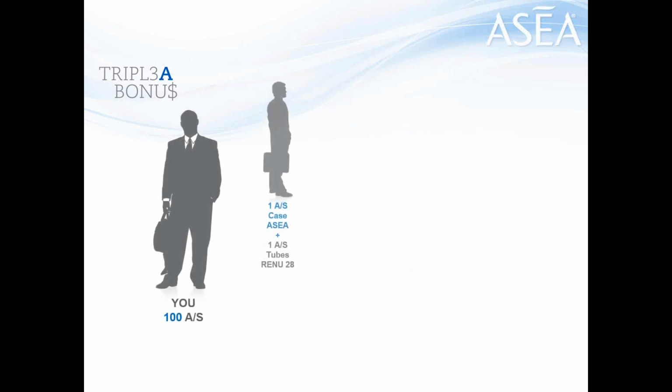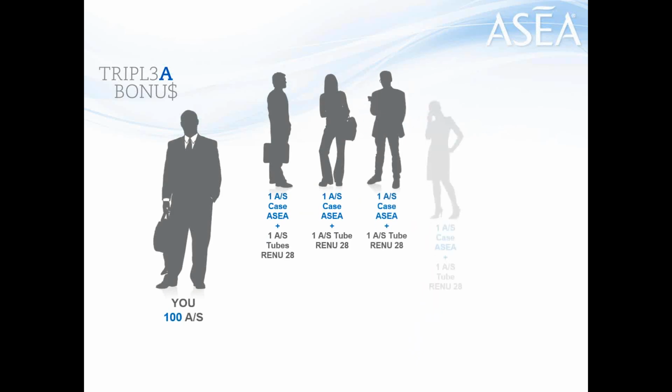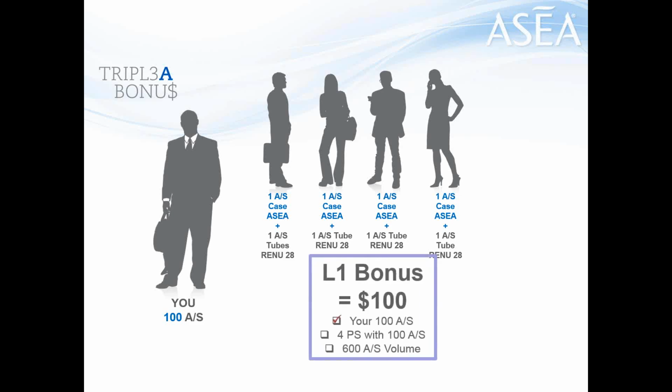This is you, and let's say you have your 4 enrollments. Let's just say they added 1 tube of Renew 28 to their auto ship. By the way, that's the only way you can get 1 tube of Renew 28 is if you add it to an existing auto ship order for ASEA, 1 case of ASEA. If you have this, you've got your 100, you've got 4 personals, at least 100. In this case, you'd still be short a little bit of volume. So if you had 4 personal customers that were each buying 2 tubes of Renew 28, then you would meet your 600 auto ship volume requirement as well.